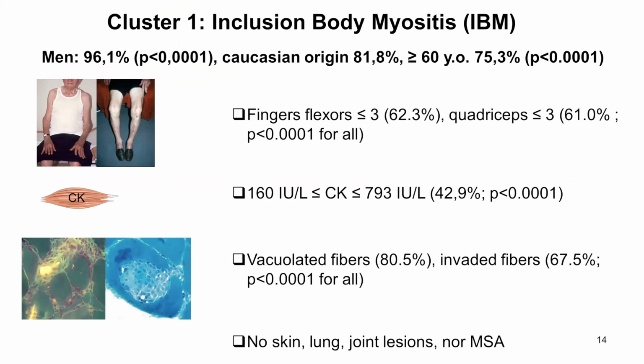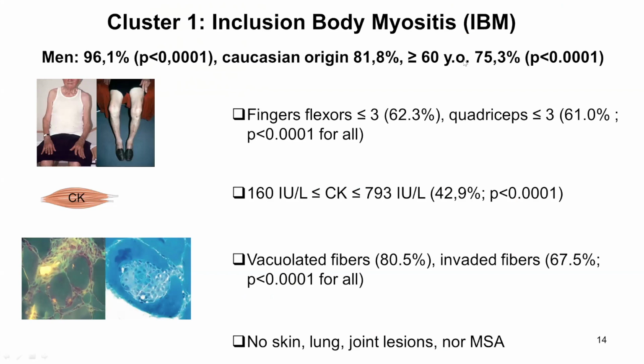And of course, you don't feed the computer with the diagnosis. You don't say to the computer that this is IBM and all the criteria, and then you ask, where are the IBM? No, you put in all the parameters, and at the end of the day, you ask the computer in which cluster fall the IBM. And here, IBM, inclusion body myositis, fall in the first cluster. And this cluster is characterized by the fact that we have more men and of Caucasian origin, few patients of African origin.